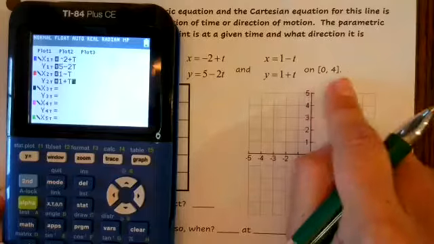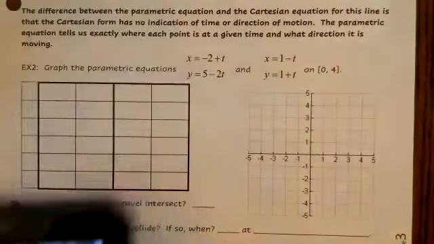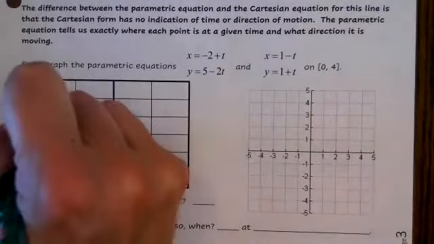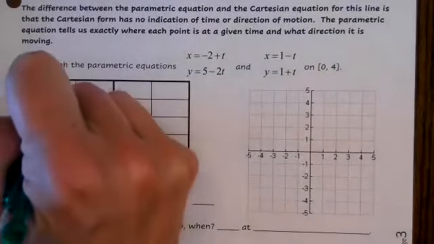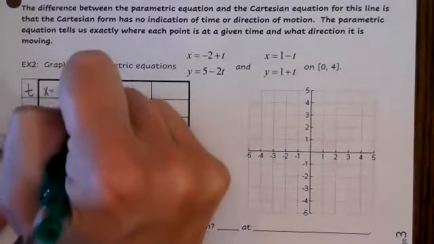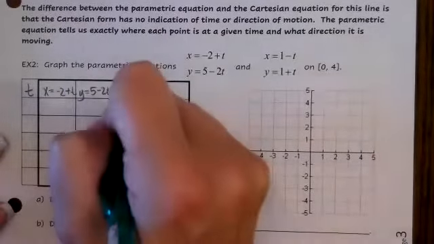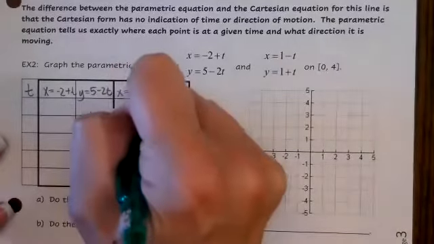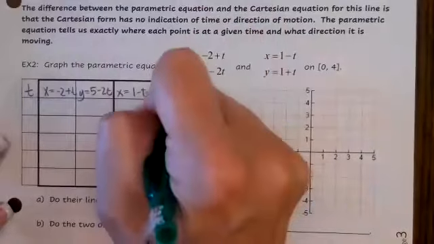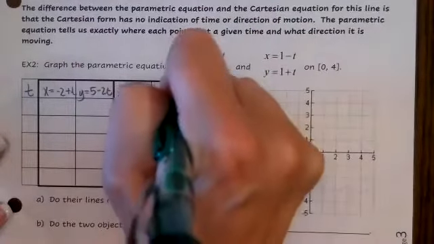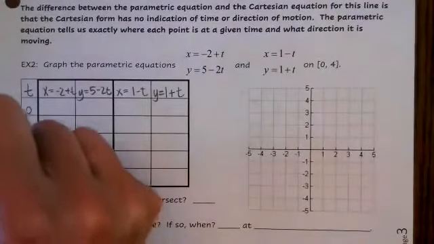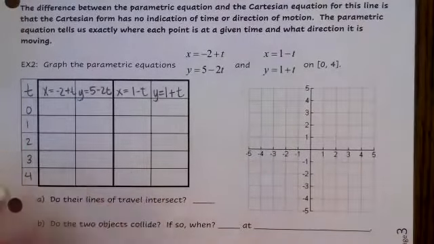We are using the same time from 0 to 4. So let's get ready to fill out this table here. So t is going to be my first one. X is equal to -2 plus t. Y is equal to 5 minus 2t. X is equal to 1 minus t. And y, not x. Y is equal to 1 plus t. Now I'm going to go ahead and put in my t values here, 0, 1, 2, 3, and 4.